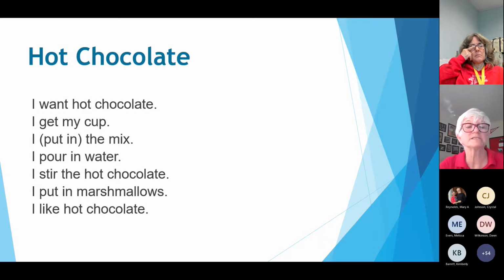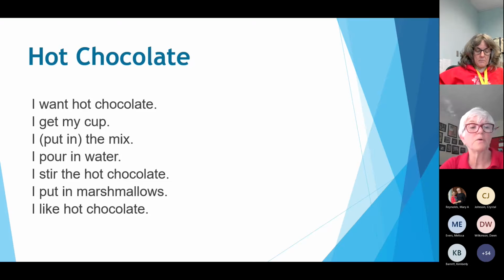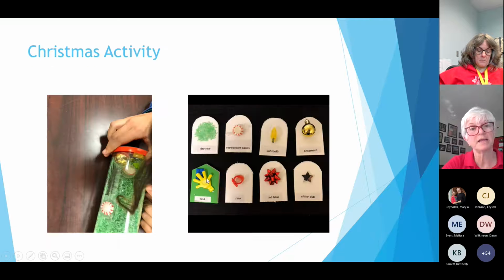And I just had, I want hot chocolate. I get my cup, I put in the mix, I pour in water, I stir the hot chocolate, I put in marshmallows. I like hot chocolate. So some of these I put together, like "put in" I made as one card, "pour in" was one card, just so that I could have fewer cards and the meaning would be there.